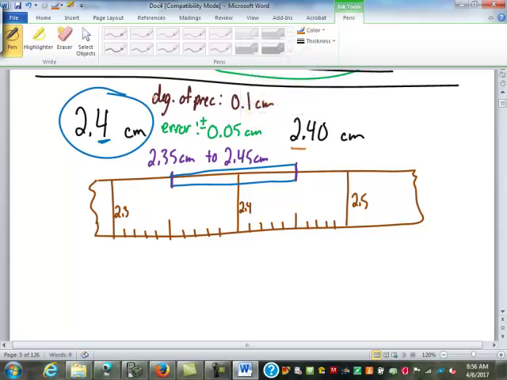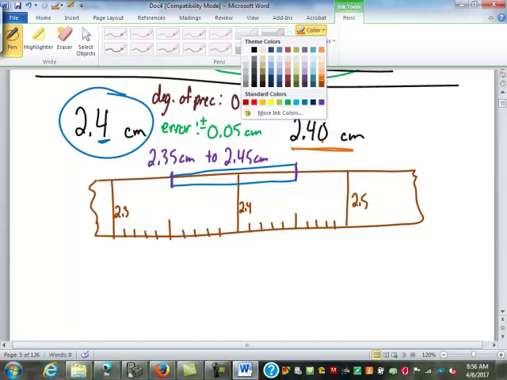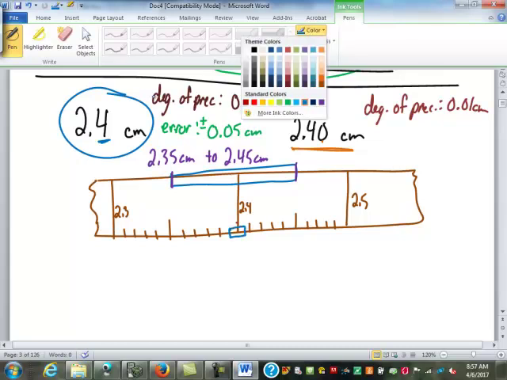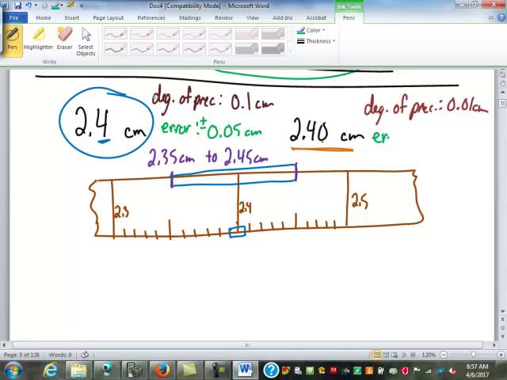This one is implying, since it goes to the nearest hundredth, a degree of precision of 0.01 centimeter. So that's implying it was measured on a ruler like the bottom side here, where it's actually divided down to the nearest hundredth of a centimeter. And it happened to be closest to the 2.4. So that's implying an error of what?